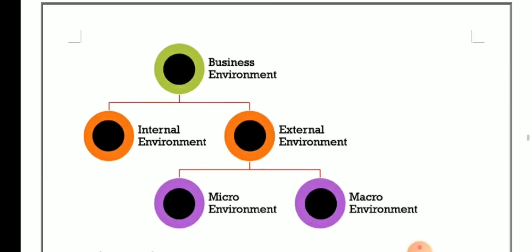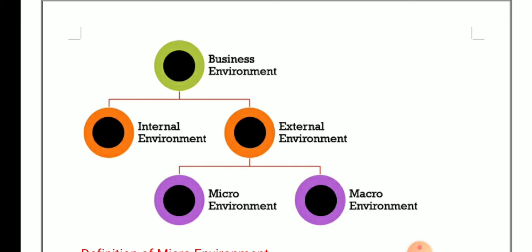Today we are covering another topic, that is, what are the various components of a business environment. So dear students, basically the business environment is classified into two categories, and these categories are internal environment and external environment. Further, the external environment is divided into two parts. Number one is micro environment and number two is macro environment.